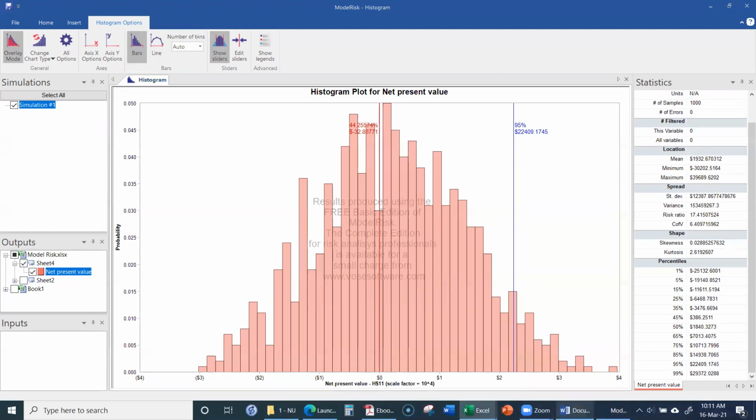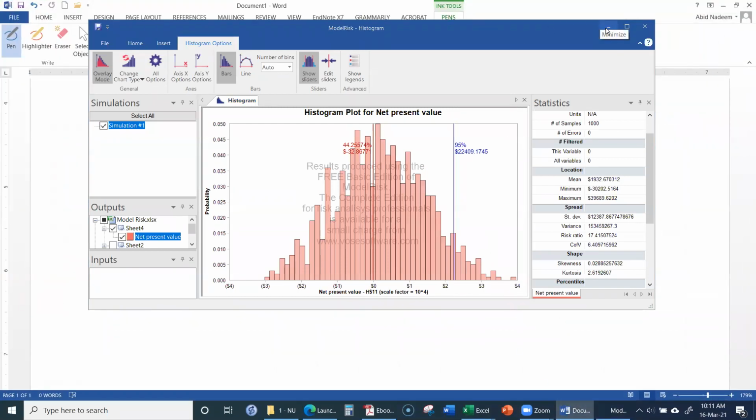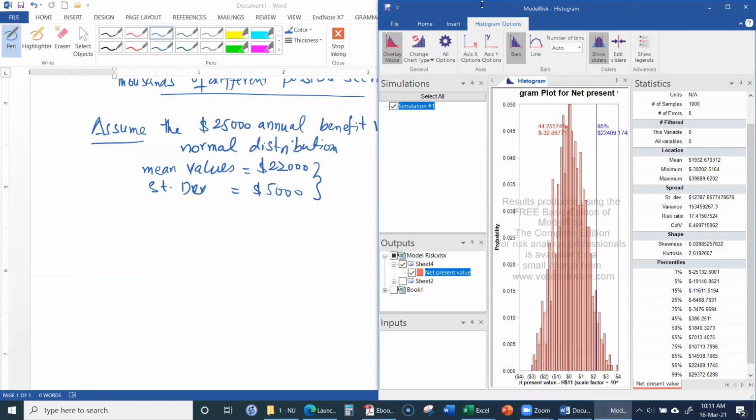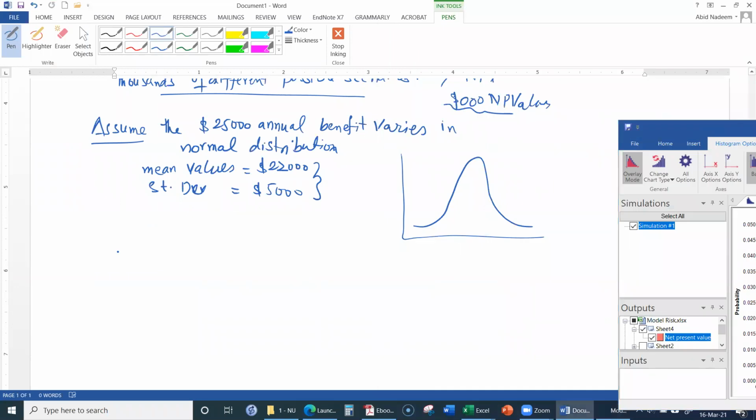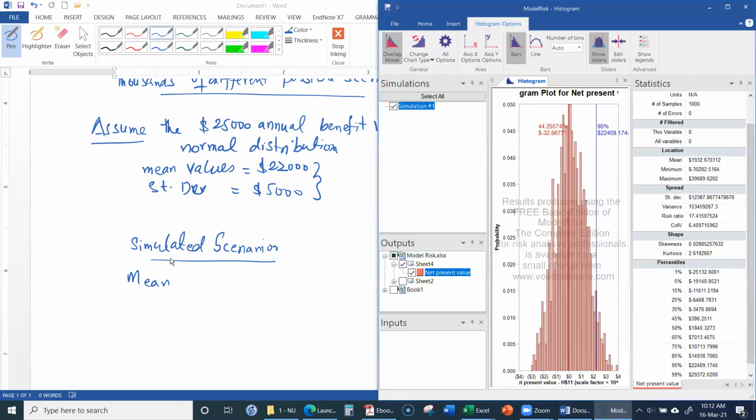So in this case, if I write it over here, in this project, in the simulated scenario, the mean value was 1932, and the standard deviation was 12,387.